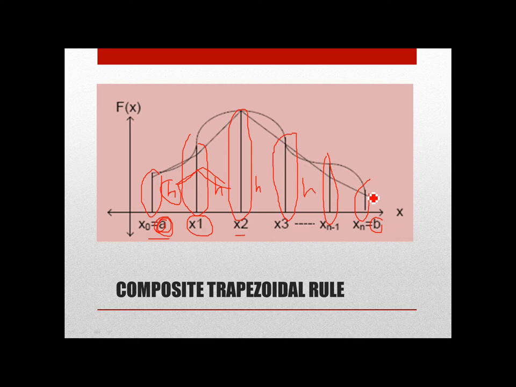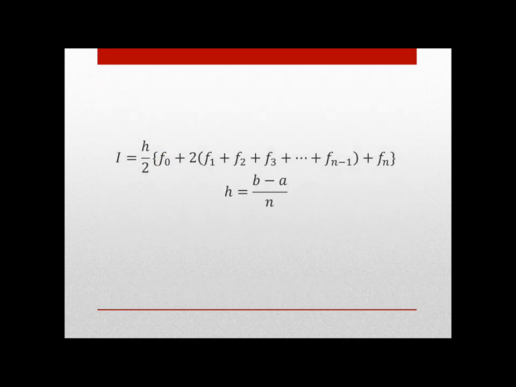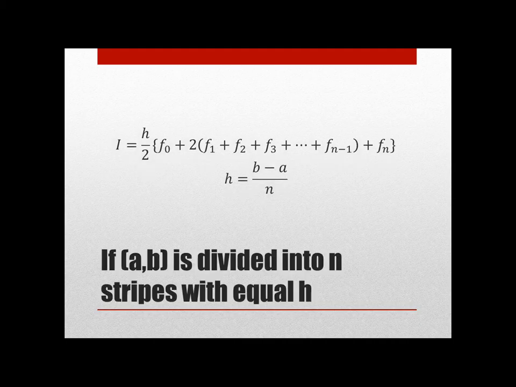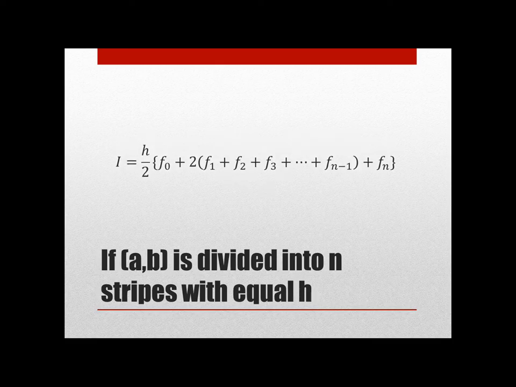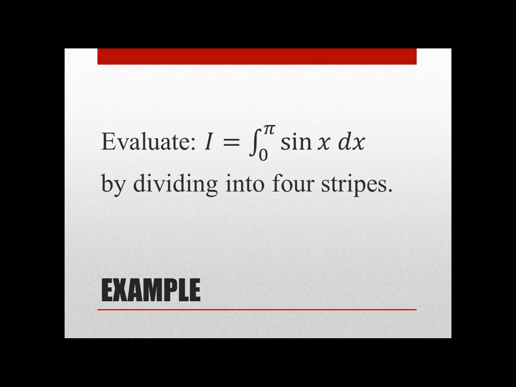Again, that will be the formula for the composite trapezoidal rule. Now, for us to understand this clearly, we'll have an example here. By the way, like I have said, the range A and B is divided into n stripes with equal h. Now let us have an example. Let us evaluate the integral of sine x from 0 to pi by dividing into 4 stripes. Now, let us first analyze our problem. What are the given from this statement?